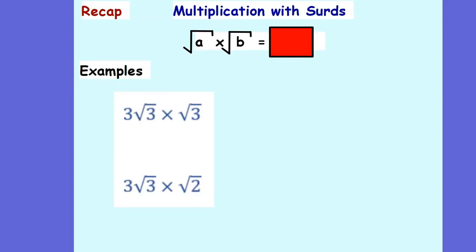Okay, a quick recap. We've done lots of practice on multiplication with surds, and we said the square root of A times the square root of B was the square root of A times B. We can put those together.